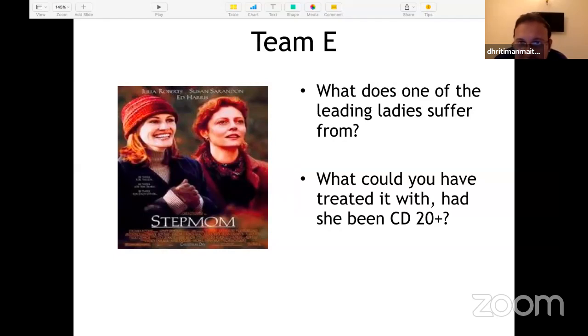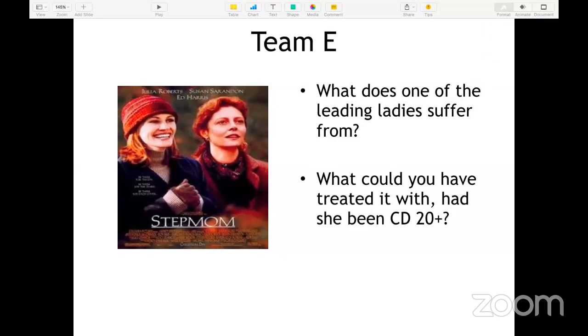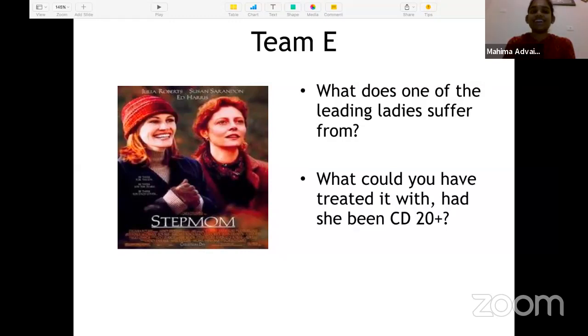Mahima, what does one of the leading ladies suffer from in this movie? What could you have treated it with had it been CD20 plus? The second question is left out. It's a hint for the first part. I'm afraid the time is up. Sir, I'm not sure, but maybe Hodgkin's lymphoma.